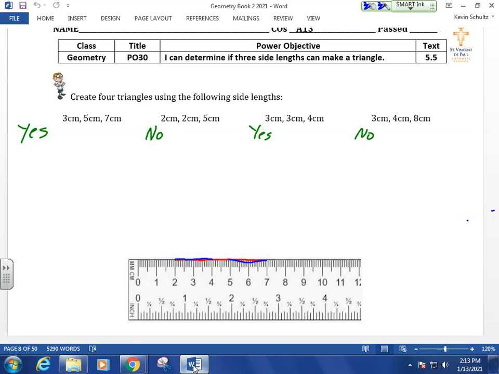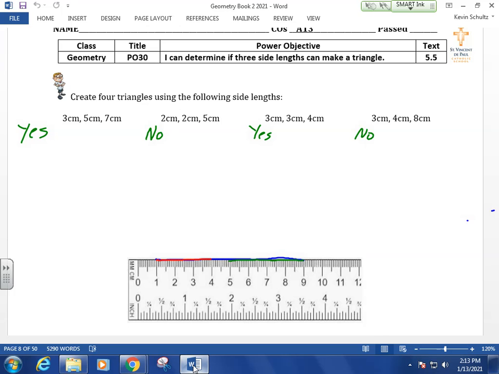Okay? Same thing with the 3, 4, and 8. If I have a segment that is 8 centimeters, to go from 1 to 9 there. If I have a segment or side length of 3 and a side length of 4, even laying flat, they don't meet, right?